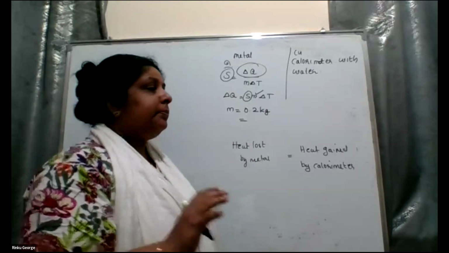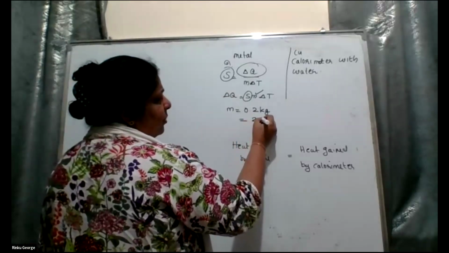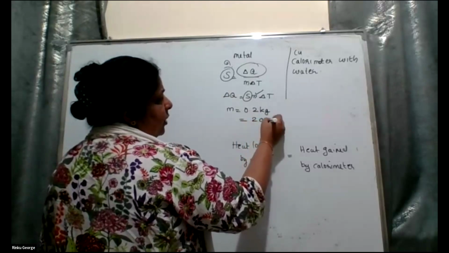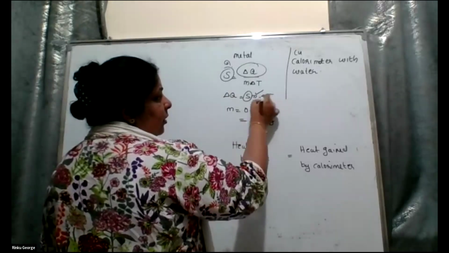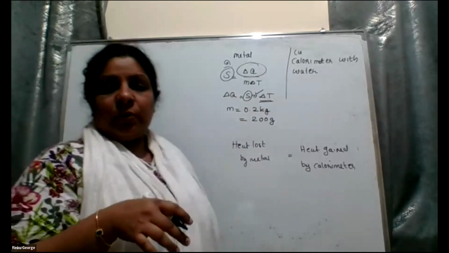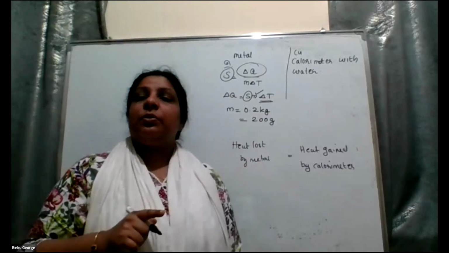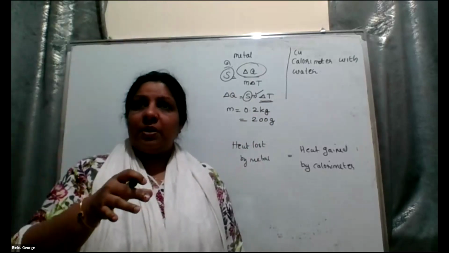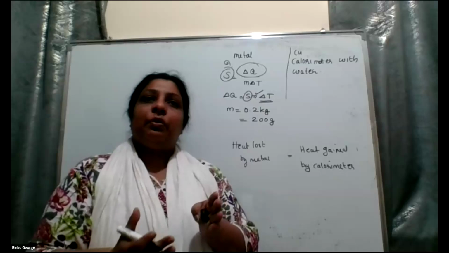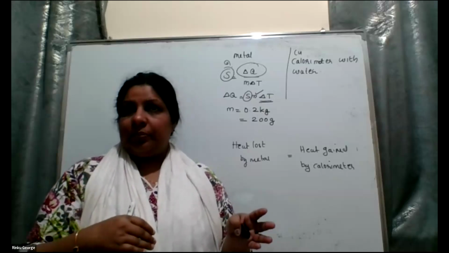So you will understand. So 2 kg, how much will it be? 20 gram or 200 gram? 200 gram, right? 200 gram. Now delta T, the change in temperature. The metal's temperature was 150 degrees Celsius and the final temperature is 40 degrees. When the metal is dropped, the entire system temperature changed to 40 degrees. So delta T will be 150 minus 40.